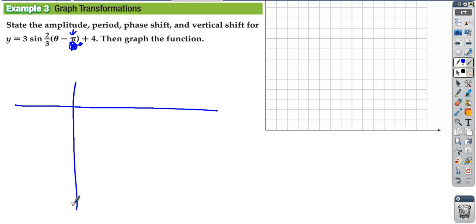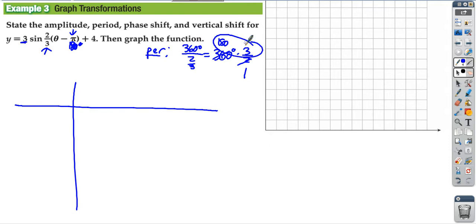It says to find the amplitude and so on, but we kind of know that the amplitude is 3, but we should find the period. The period is going to be 360 divided by this number. So dividing by 2/3 is like multiplying by 3/2. 2 goes into 360 180 times. 180 times 3 is 540 degrees. So that is our period.